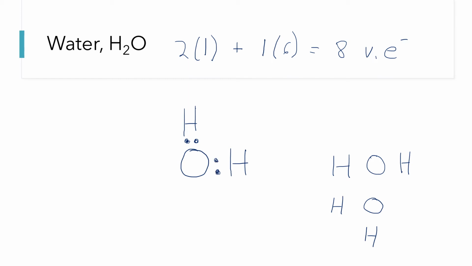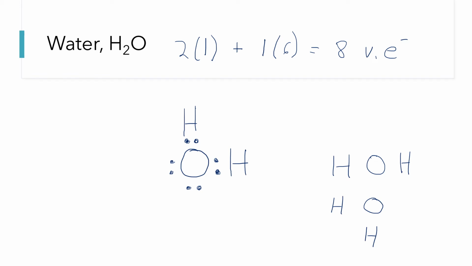And we have now drawn octets on all the outside atoms, duets since it's hydrogen, but we only used 4 electrons. We have 8 to place into this structure, so those 4 leftovers will go on the central oxygen atom. So I'll put 2 here and 2 here, and that uses up all of the electrons.